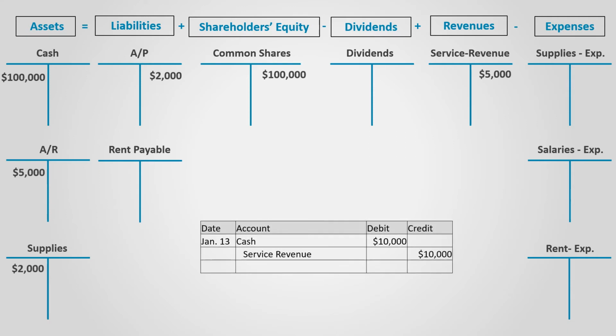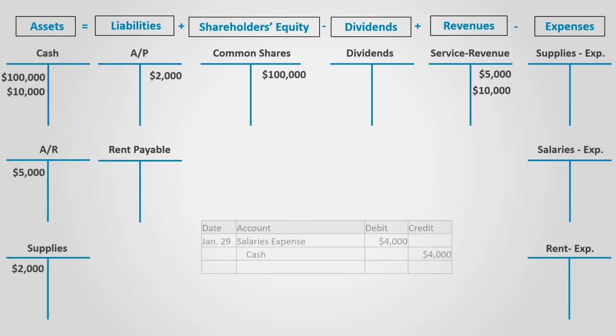On January 13th, the company rendered service for $10,000 in cash. Cash is debited by $10,000 and service revenue is credited by the same amount. Then this transaction is posted in the ledger accounts as follows.